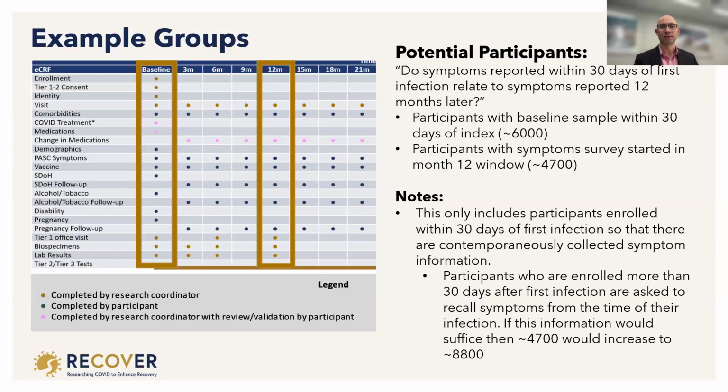There's a bit of a typo here. That should be baseline participants with baseline symptoms form within 30 days of index, 6,000, and that only reduces down to 4,700 when you're looking at the 12-month visit. We can go to the next slide.